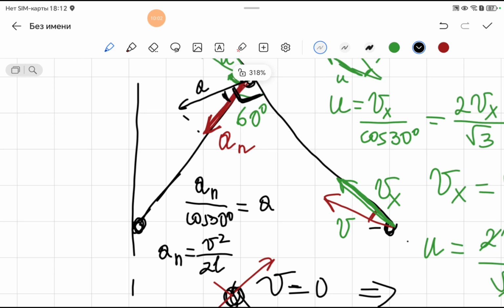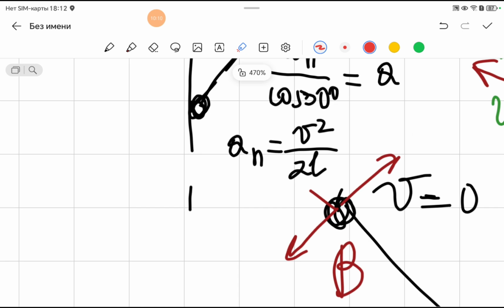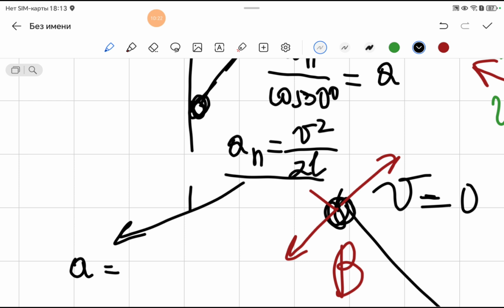The normal acceleration of point B is equal to velocity squared divided by 2L, where 2L is the length of the rod AB. Thus, the total acceleration of point B is equal to the square of the speed divided by the length and by the square root of 3.